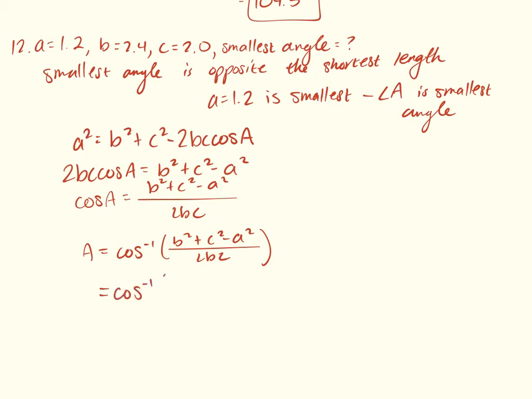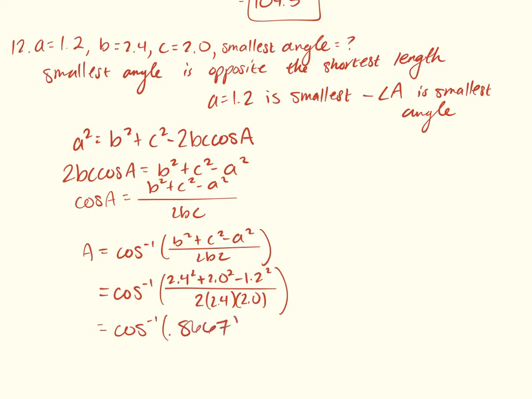So when we plug in all we have 2.4 squared plus 2.0 squared minus 1.2 squared over 2 times 2.4 times 2.0. This is equal to cosine inverse of 0.8667, which is 29.9 degrees.